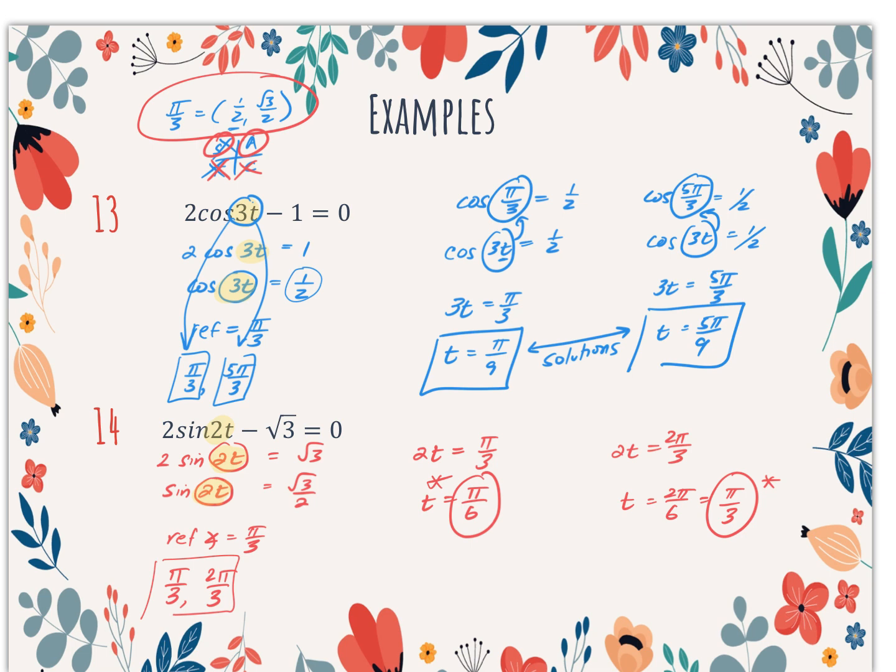So t doesn't represent the angle measure that has that sine. The angle measure that has that sine is pi over 3 and 2 pi over 3. The value of the variable t is going to be pi over 6 and pi over 3.